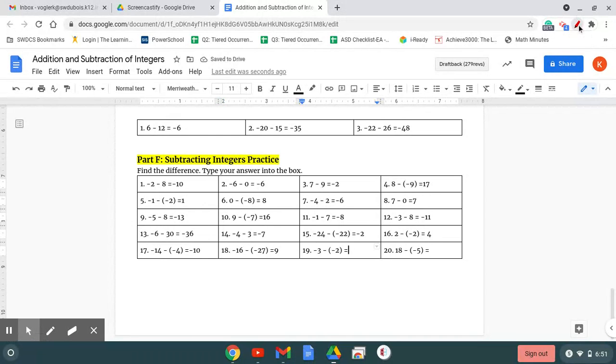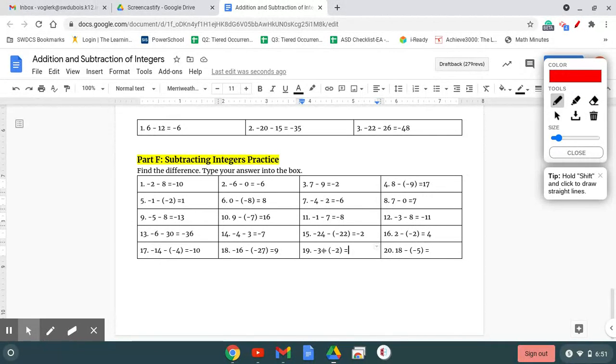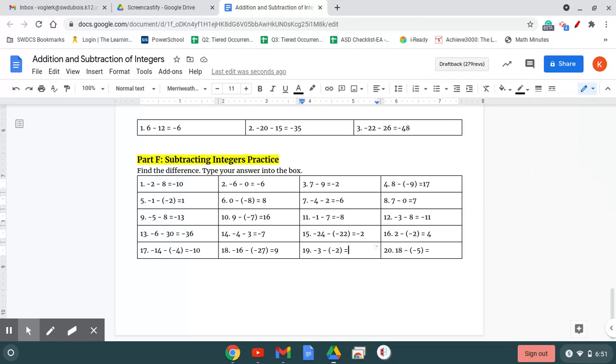Number 19, same type of problem. Two negatives touching. We turn that into a positive. Negative 3 plus 2. Different signs. Subtract and keep the sign of the bigger number. So 3 minus 2 is 1. And then our 3 is bigger and 3 is negative, so our answer is negative 1. All right, go ahead and try number 20 on your own.